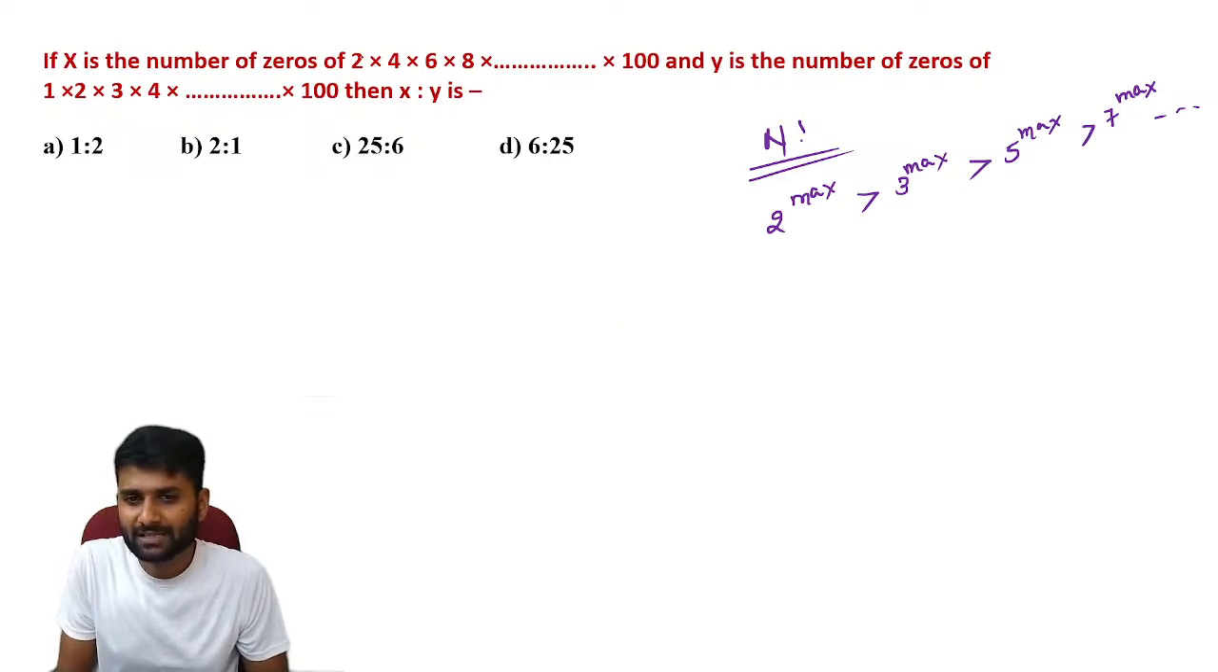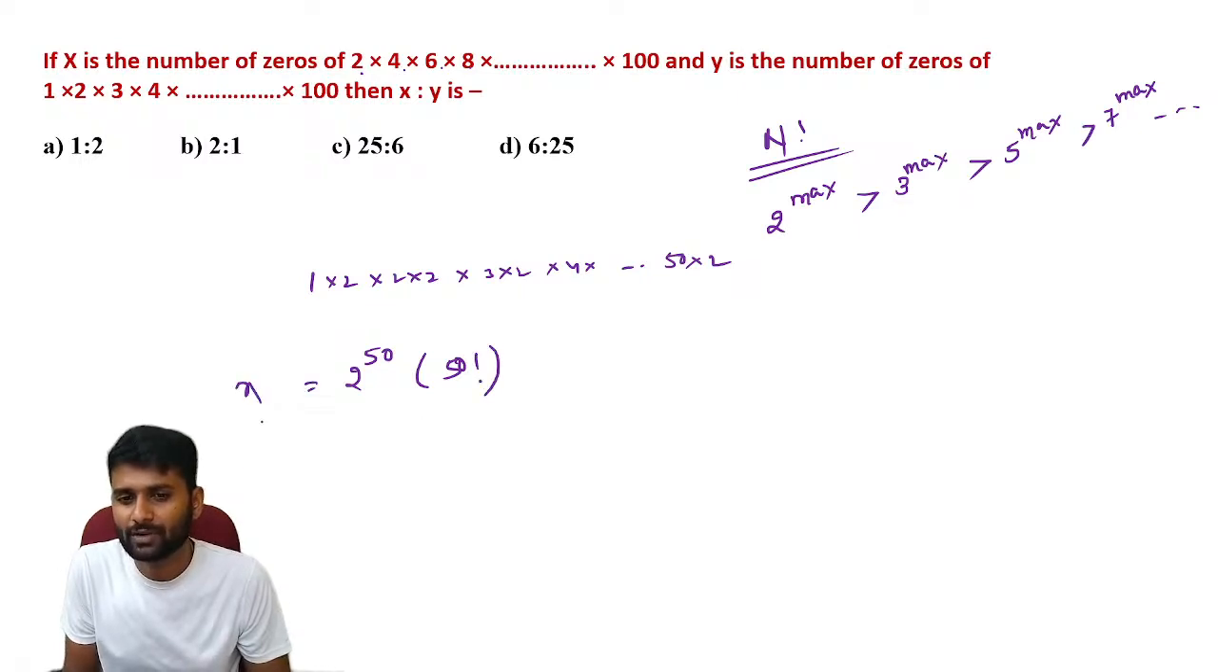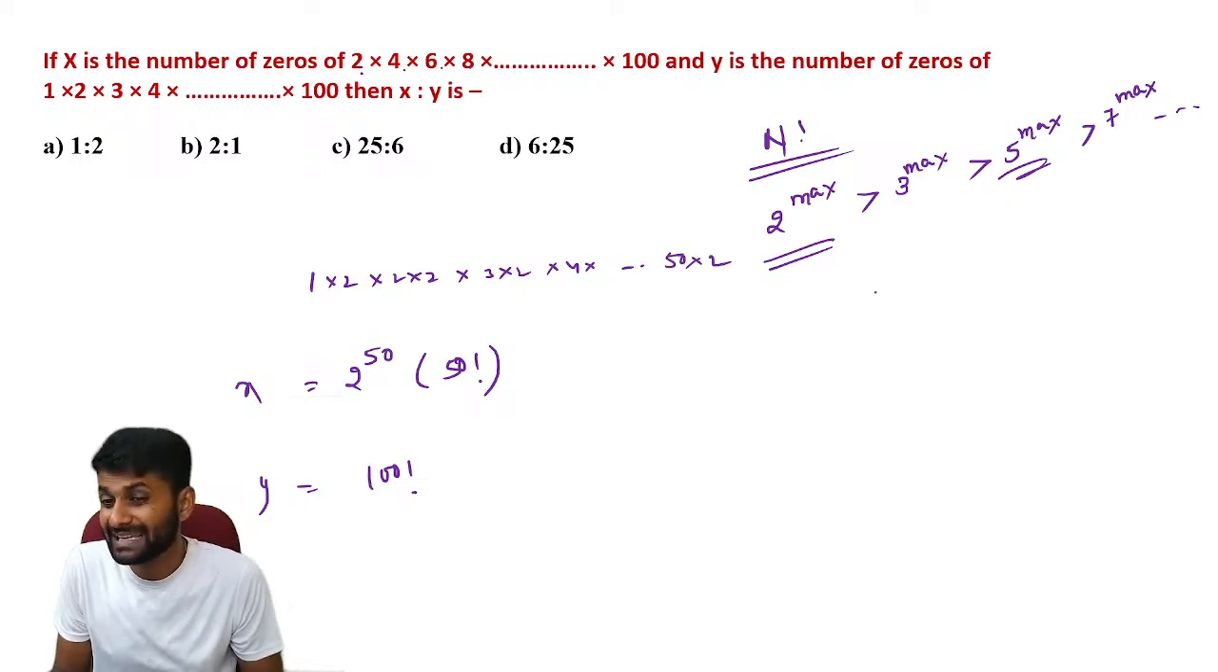Let me help you out, guys. Here 2 into 4 into 6 into 8 up to 100, so can I take these values as 1 into 2, 2 into 2, 3 into 2, 4 into 2, up to 50 into 2? So can I write the number of 2's is 50 and 1 into 2 into 3 up to 50 is 50 factorial? So this is all about x. Now the y value is directly 100 factorial. Now in any factorial, the 2 maximum is always greater than the 5 maximum. Here the number of zeros depends on the number of 5's only.